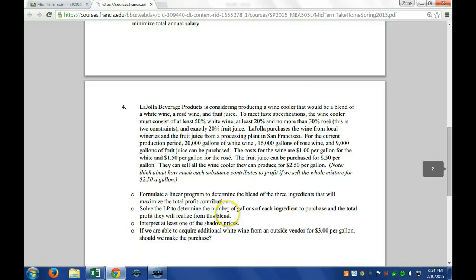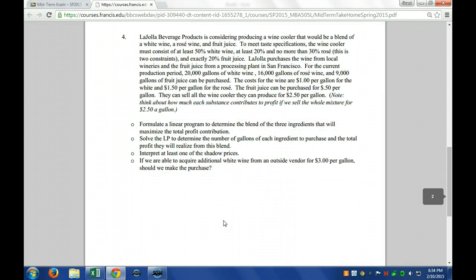And number 4 is a production mix, but it's a little bit different than the first one. It's a little bit different way of thinking. It's a blending model, if you will. We are making wine coolers, and to do so, we are blending together certain products: white wine, rosé wine, and fruit juice. And we want to determine the blend of the 3 ingredients that will maximize the total profit. But we have to have some things in there.